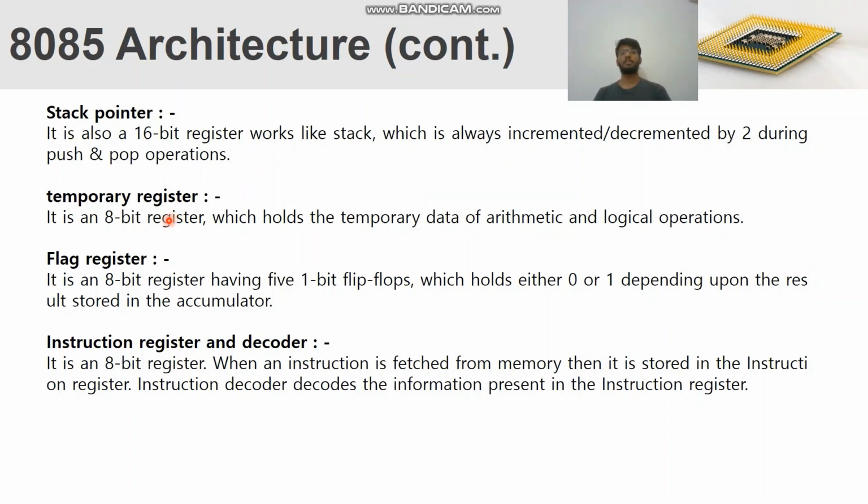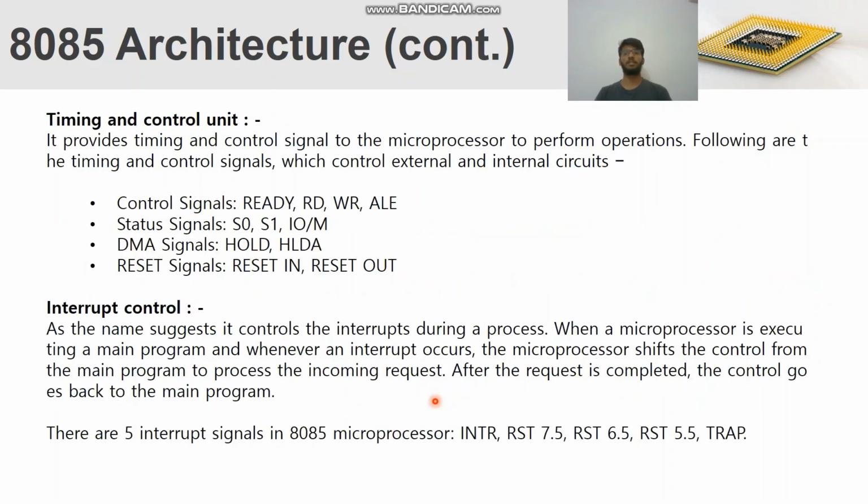Next is temporary register. It is an 8-bit register which holds the temporary data of arithmetic and logical operations. Flag register. It is an 8-bit register having 5 1-bit flip-flops which hold either 0 or 1 depending upon the results stored in the accumulator. Next is instruction register and decoder. It is an 8-bit register where an instruction fetched from the memory is stored, and the instruction decoder decodes the information present in the instruction register.